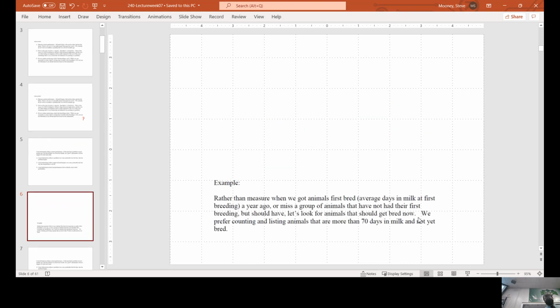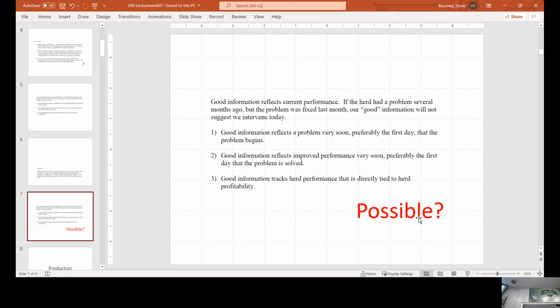So if you think about this, the example they gave, rather than measure when we got an animal first bred, let's focus on the animals that we need to breed today. So pulling up a list of animals that are more than 70 days in milk and have not yet been bred. So instead of worrying about the averages, let's find the animals that are messing things up. So that is an example. Is this possible? What he's looking for.